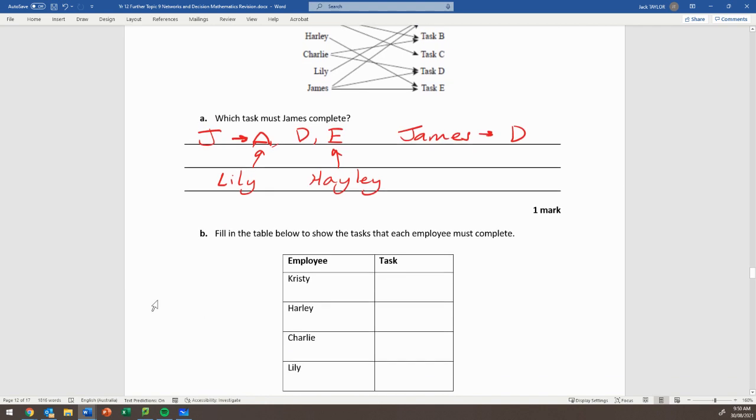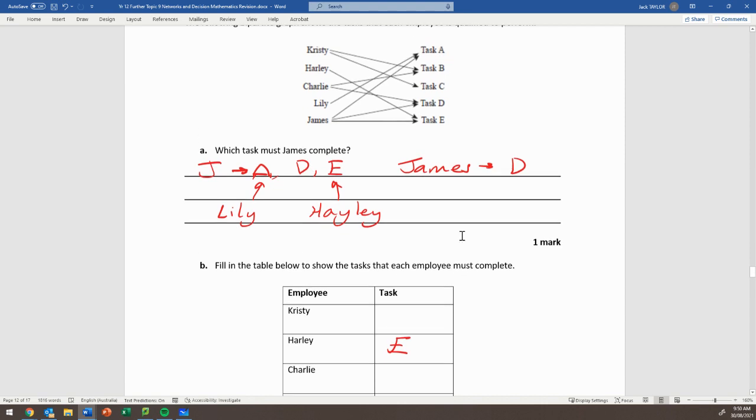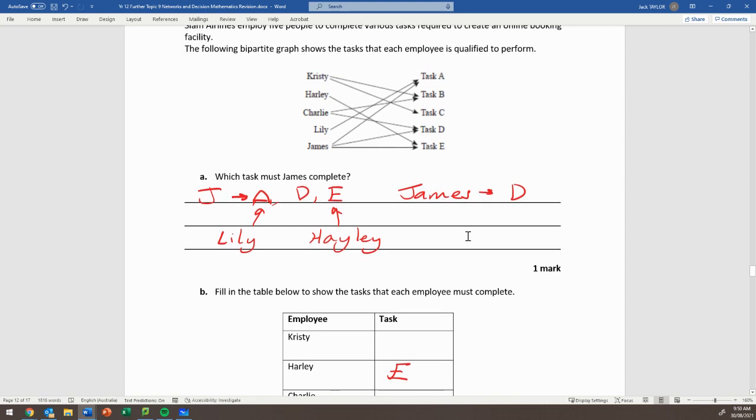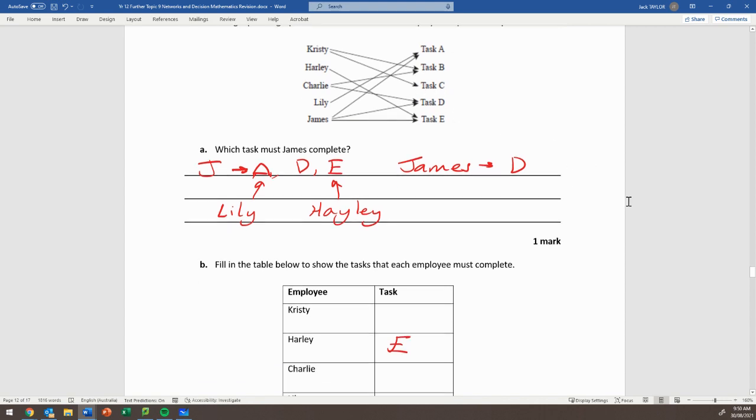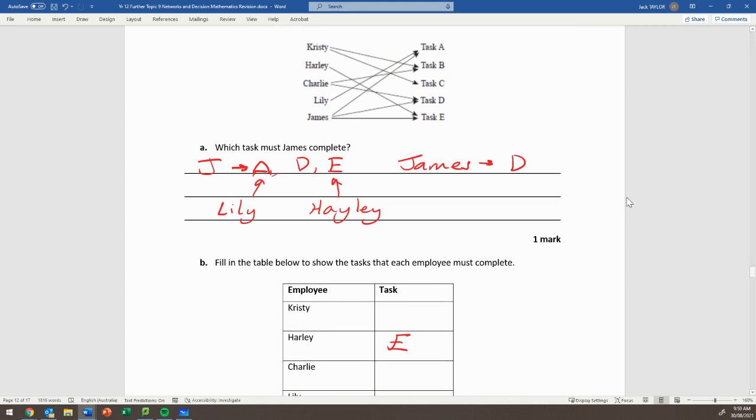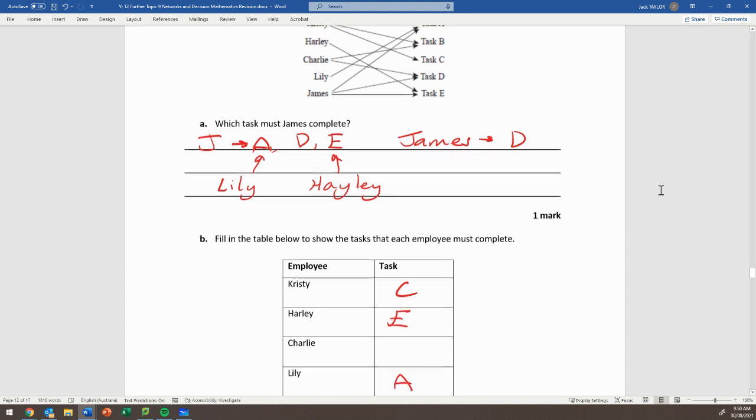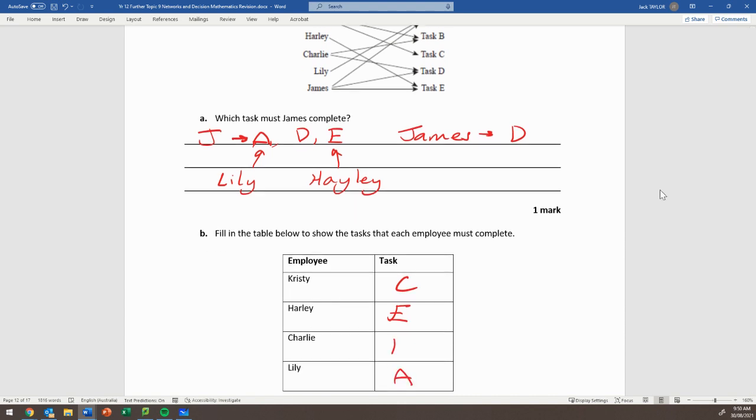Fill in the table below to show the tasks that each employee must complete. I've already established that Lily has to do A, Haley has to do E, which just leaves B and C for Christy and Charlie. Christy is the only employee that can do C, which leaves B for Charlie.